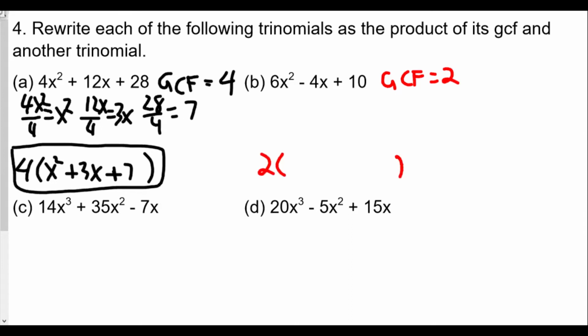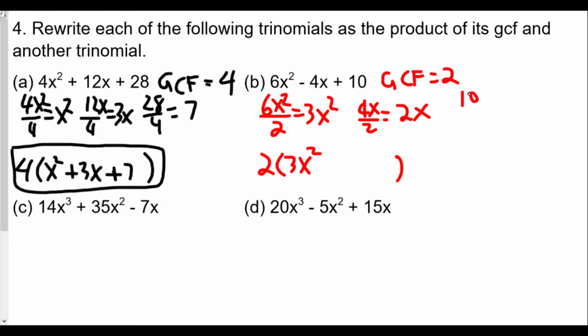Now for our trinomial, 6x squared divided by 2 is 3x squared. 4x divided by 2 is 2x, and 10 divided by 2 is 5. Now make sure you use the same symbols in this case, the plus and minus signs that match up in the original trinomial.